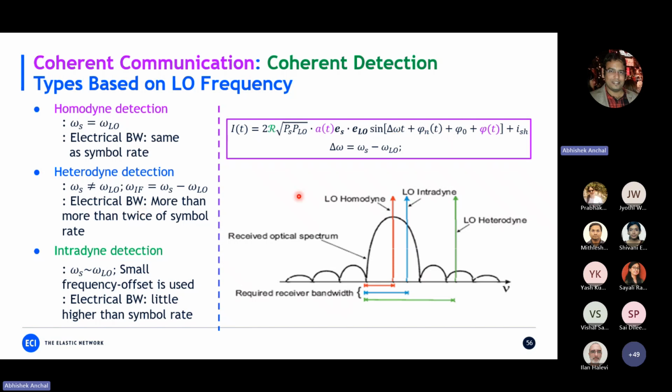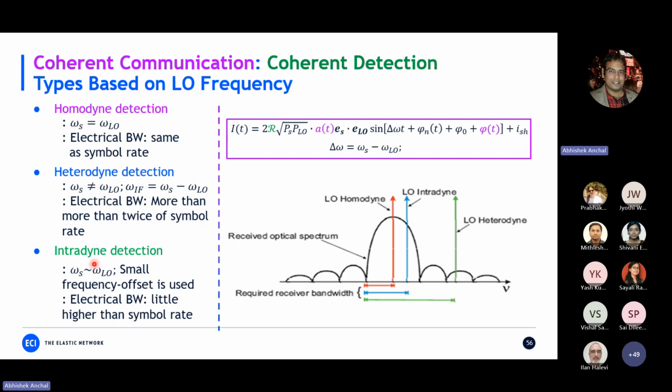beyond the signal, and that additional bandwidth is sometimes two times the symbol rate, or two times the actual information bandwidth. So we are going to consume extra electrical bandwidth more than the information rate in the case of heterodyne detection, which is not preferable because your photodetector has limited bandwidth and the electrical amplifier has limited bandwidth, so we don't prefer this either.